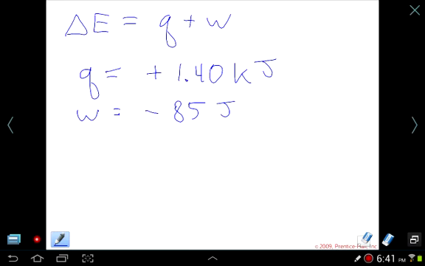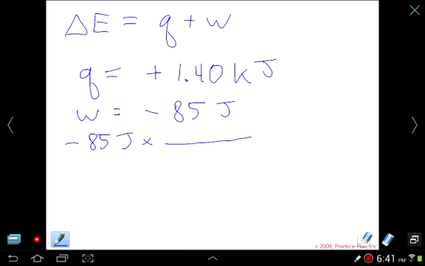Now, before we add them up, we have to put them in similar units. So we can either convert the heat component to joules or the work component to kilojoules. Customarily kilojoules is what we usually report most of these in. So why don't we convert the joules to kilojoules? So let's go ahead and convert negative 85 joules into kilojoules.